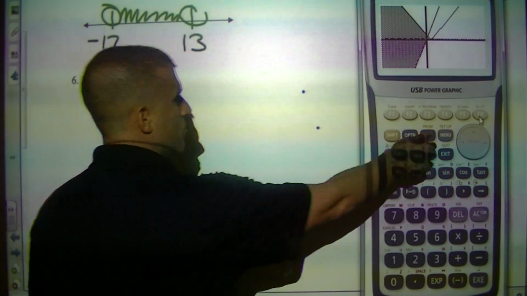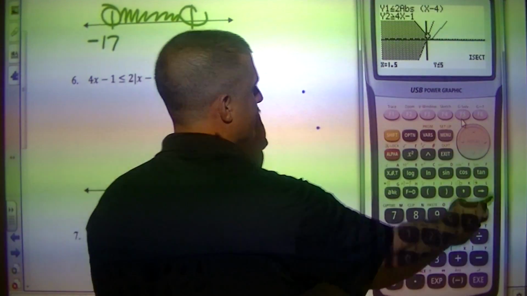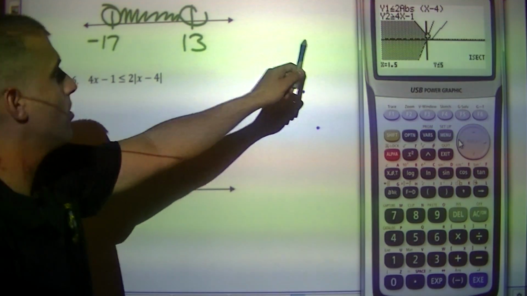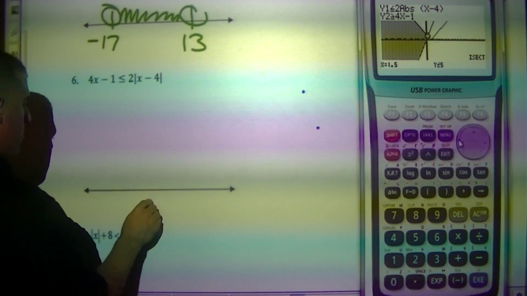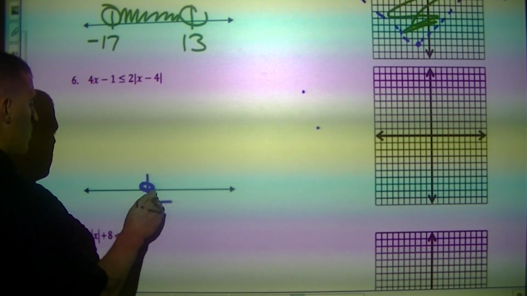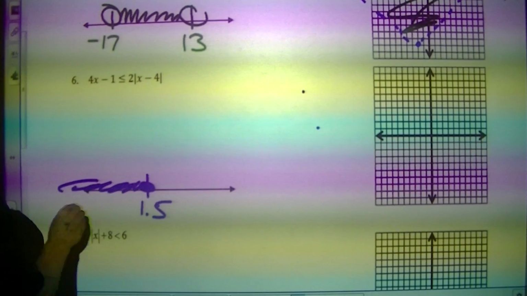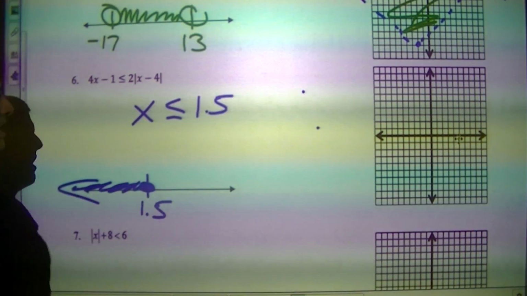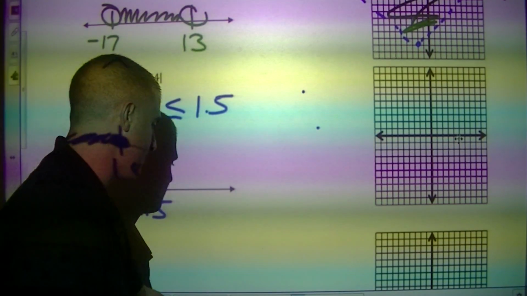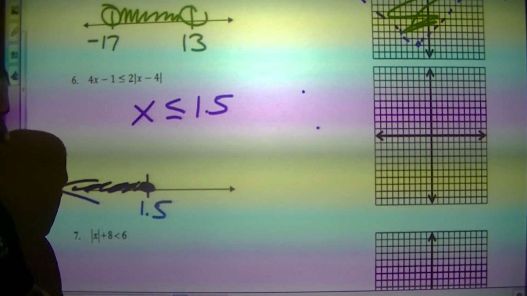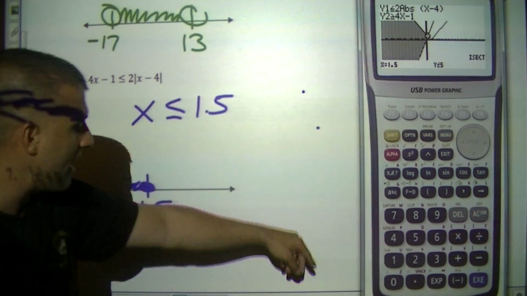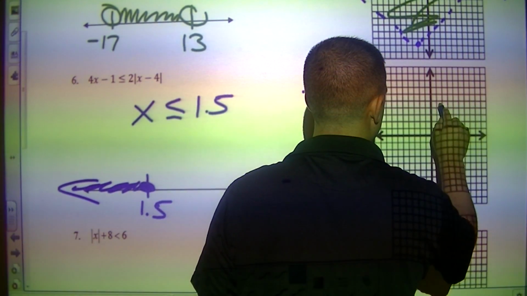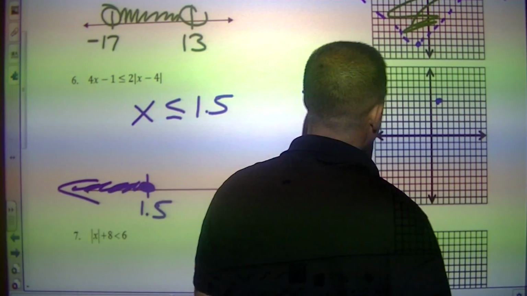Now, if I do G-Solve Intersect, as you can see, I only have one intersection. So this is going to be 1.5 with a closed circle, shading this way. That's x is less than or equal to 1.5. If I'm making a number line, that intersection came at (1.5, 5). So 1.5, comma, 1, 2, 3, 4, and 5. Okay, so that's about right there.